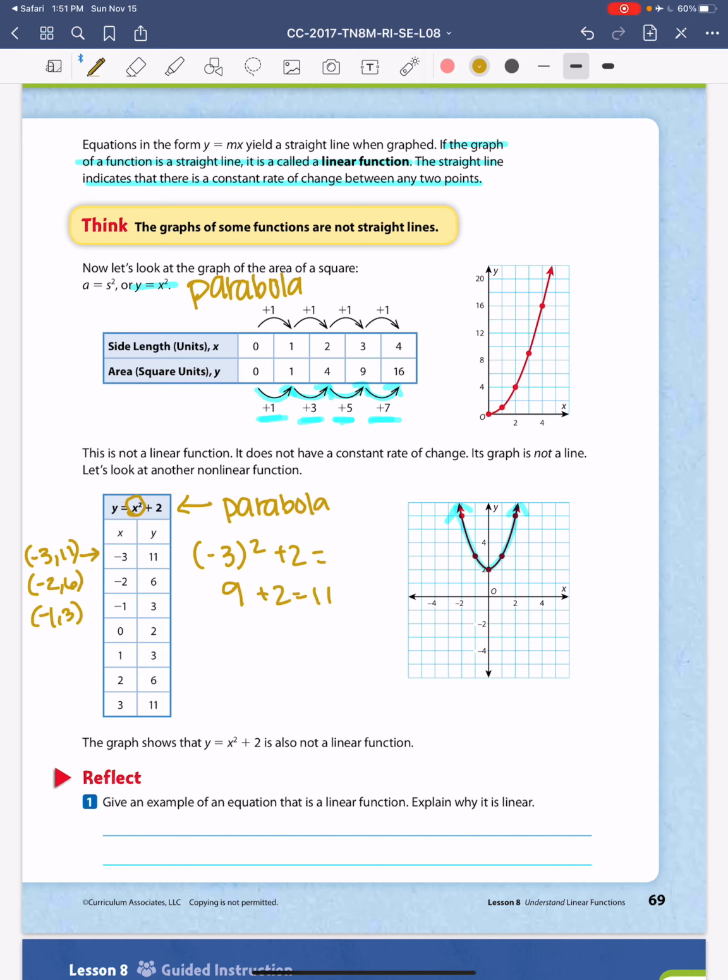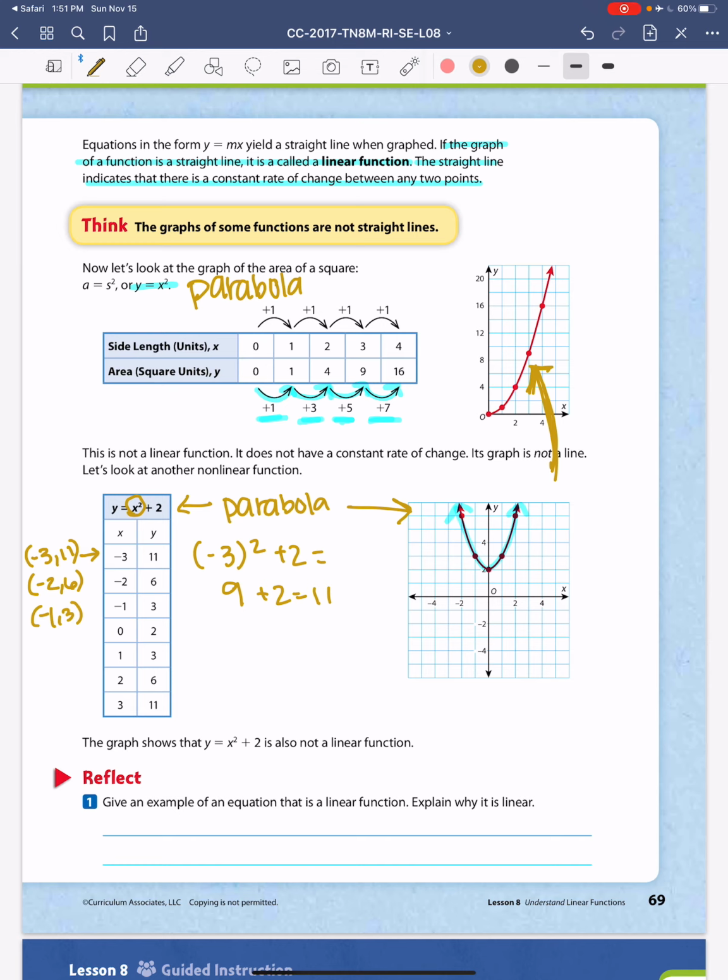All right, and so the graph shows that y equals x squared plus 2 is not a linear function. It's actually just going to be a parabola, just like up here, and we only saw half of it because that's all they really showed us. They didn't give us any negative values. The reason they did that is because when you're talking about the area of something, you can't have a negative area. So they only showed you the parts that actually matter.